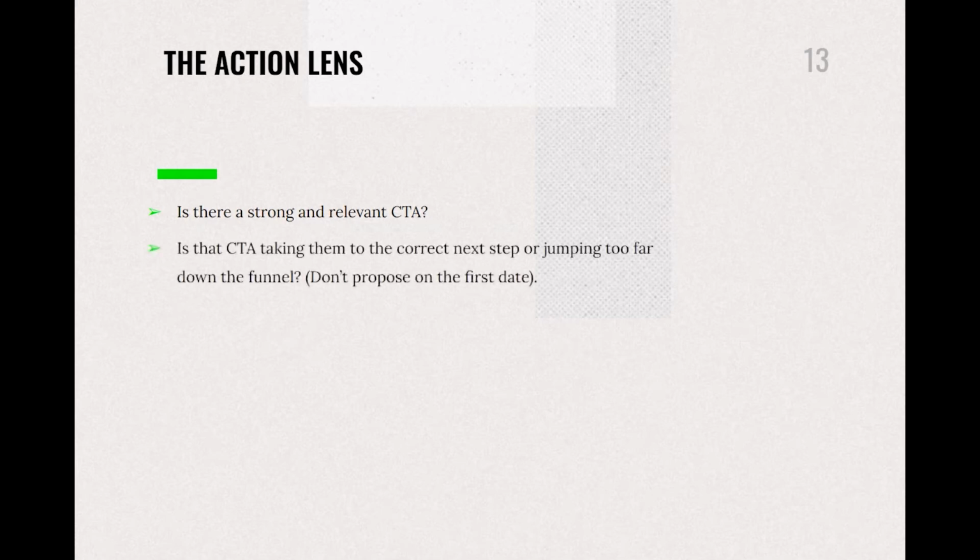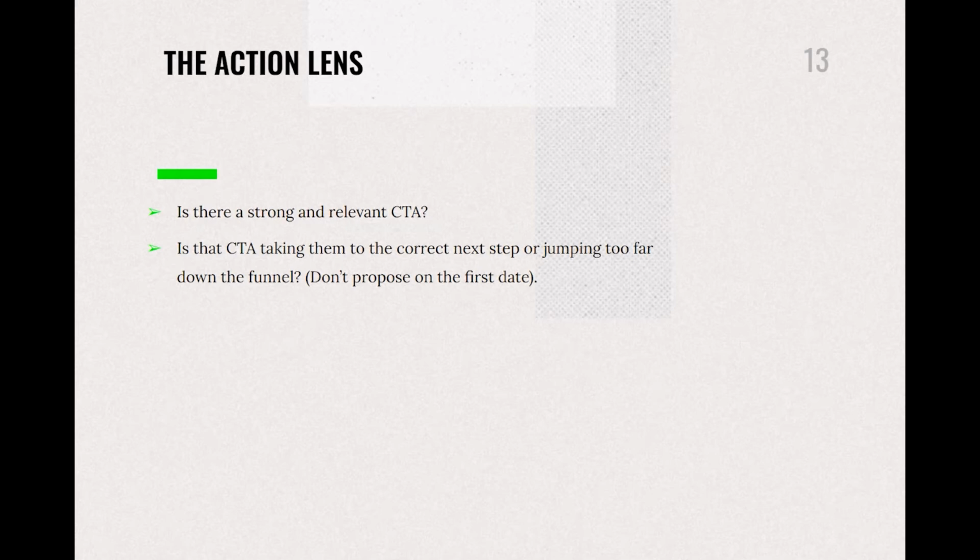And let's try and put that into a bit of a more tangible checklist. So the action lens: is there a strong and relevant CTA? Again, on a conversion copy landing page, this will be much more prominent perhaps than on a blog post. But always think of the CTA. Is that call to action taking them to the correct next step, or is it jumping too far down the funnel? As I said, don't propose on the first date.